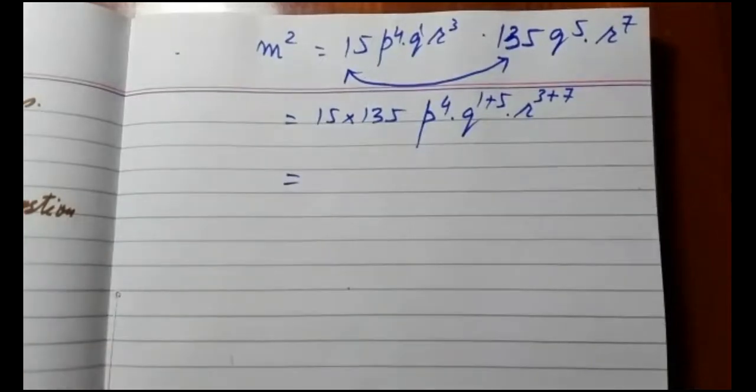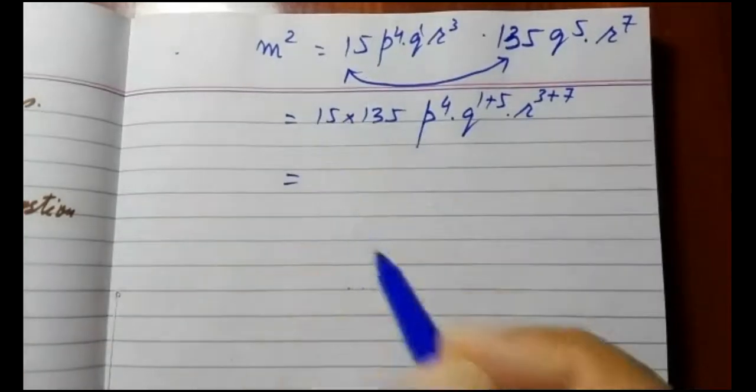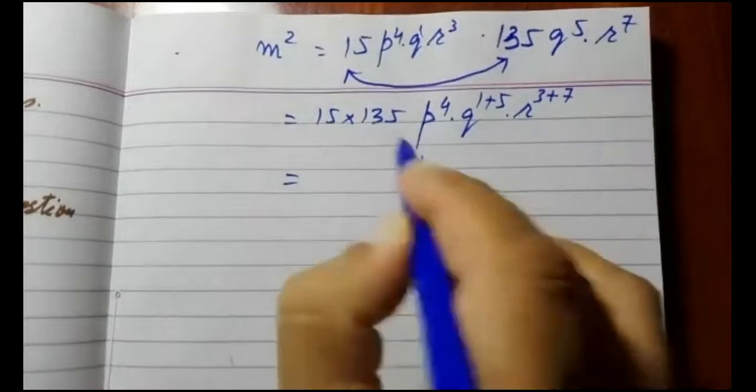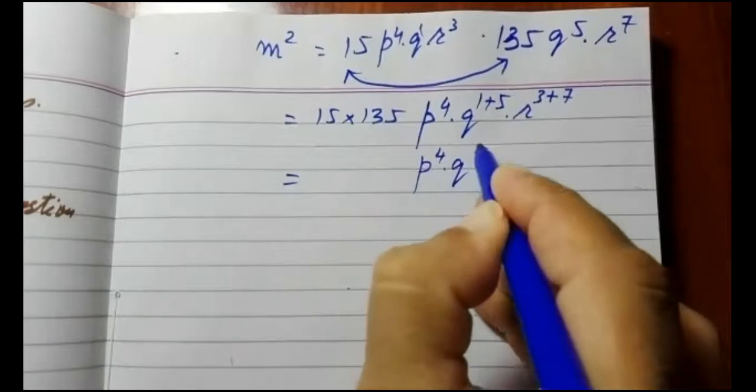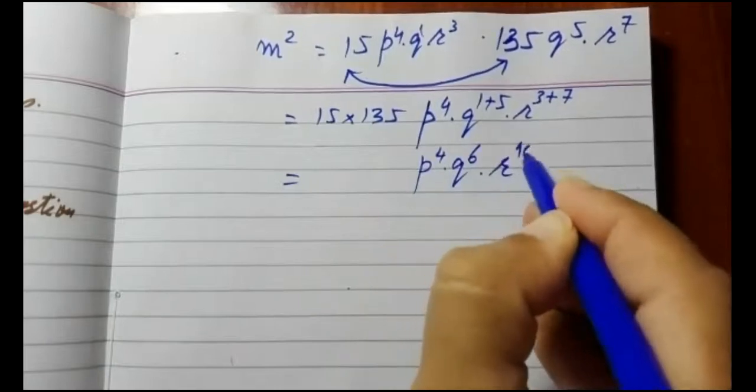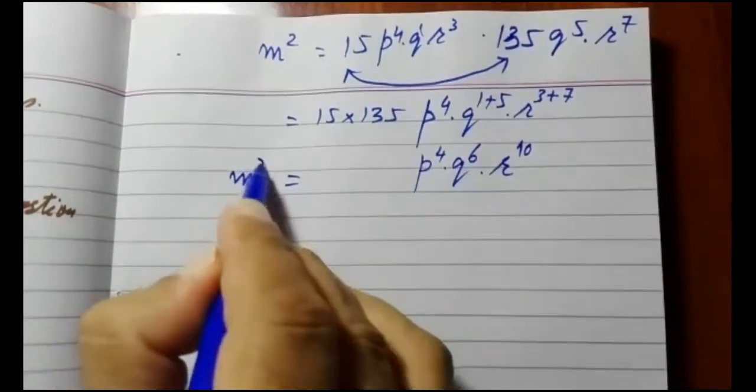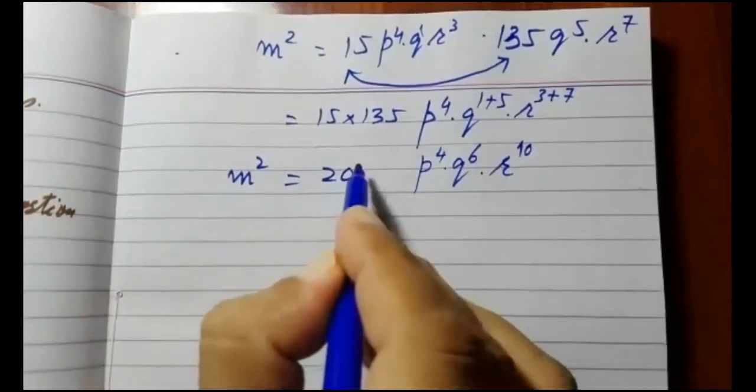we need to multiply it. Anyone who is sitting here, please get it multiplied. 15 into 135. Use your calculators and tell me, please. I want to write it. R raised to power 10. M raised to power, 2025.